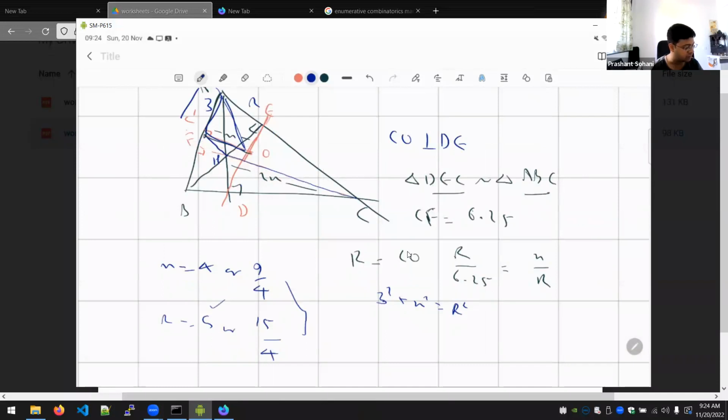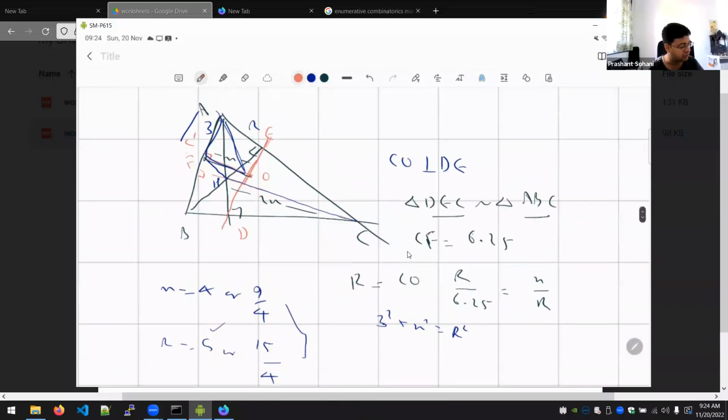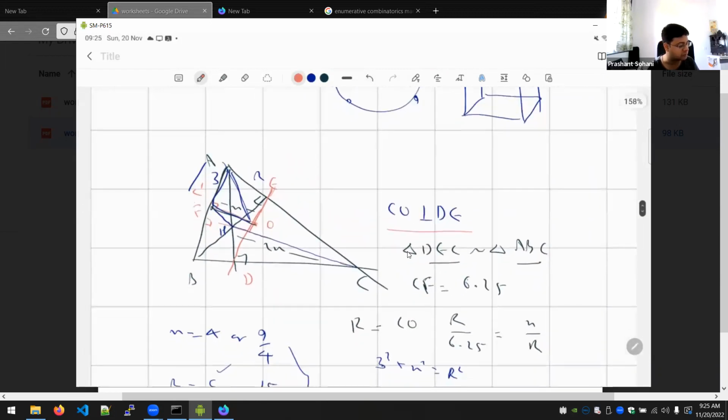So just going back, I hope everybody is able to follow why we started with the claim that CO is perpendicular to DE. Is that something that everybody follows, or we should repeat that? That is because CO and CH are isogonal conjugates. I think I also mentioned this some time ago, but not sure if everybody remembers.